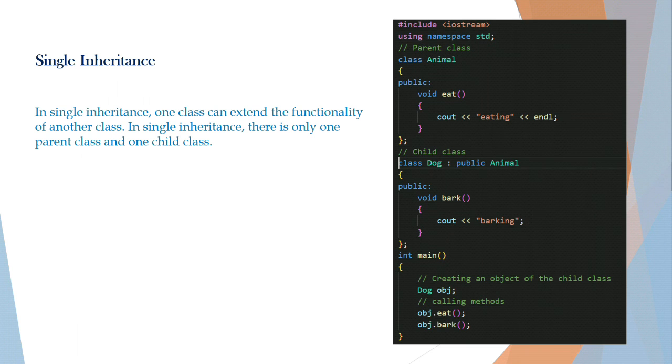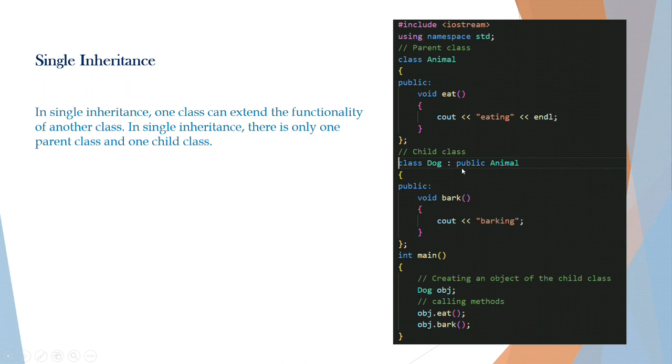If we read about single inheritance, in single inheritance one class extends the functionality of another class. There is only one parent and one child class. Suppose a person is the lone child of his parents, a single child. So this is called single inheritance. A very good example is that we are creating a child class Dog, and the parent class here is Animal. So this is an example of single inheritance.